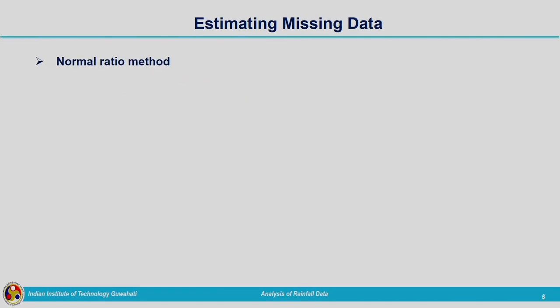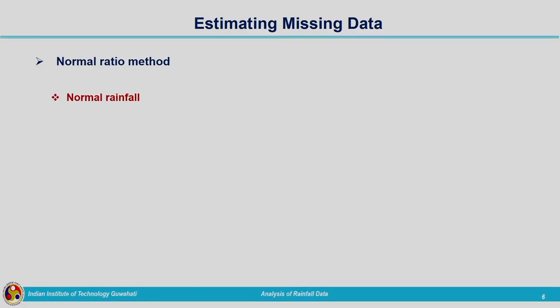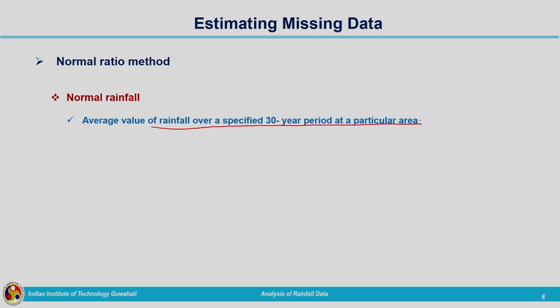Now, the second method is the normal ratio method. For this, we need to have an understanding of normal rainfall. Normal rainfall is a general term which we use in hydrology. We need to have an idea of what is meant by normal rainfall. Normal rainfall is the average value of rainfall over a specified 30-year period at a particular station.